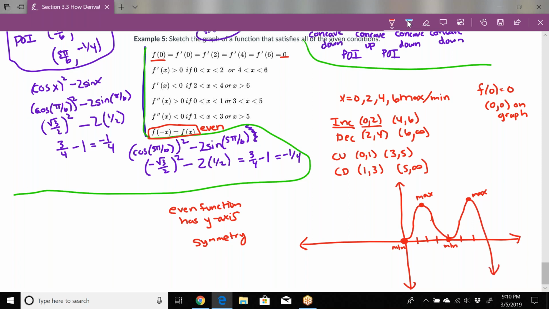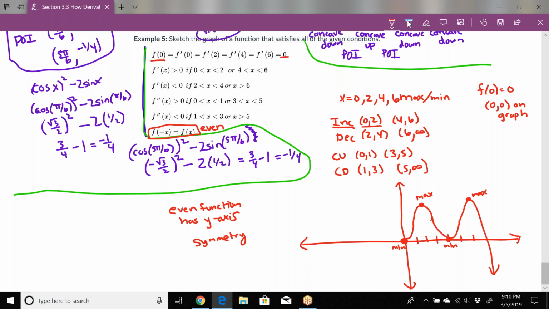Okay. Now, let's just make sure we verified all the information. f of 0 equals 0. Yep, that's on the graph. We have f prime of 0, f prime of 2, f prime of 4, f prime of 6 are all equal to 0 as well, which means those slopes are 0, which means they are minimums or maximums locally. And like I said, we haven't finished the graph yet.